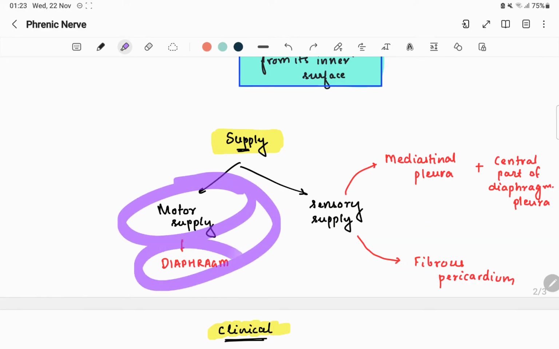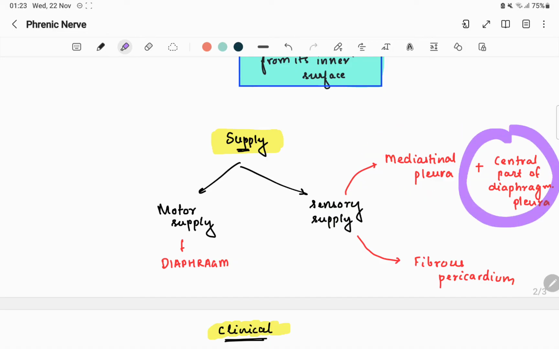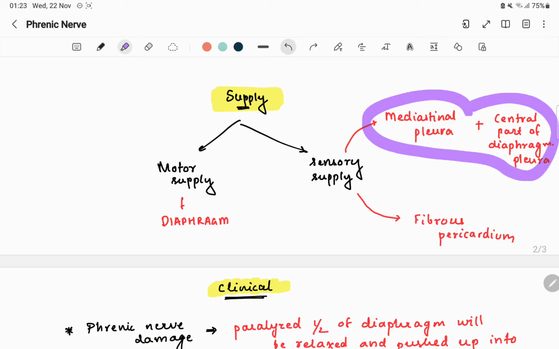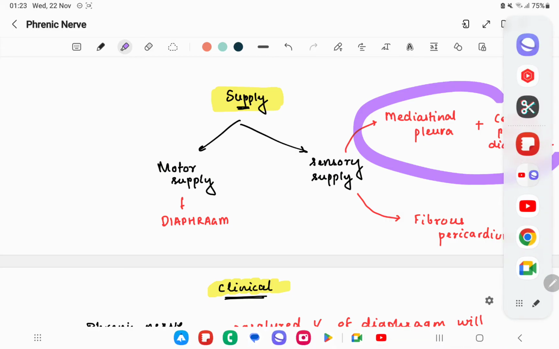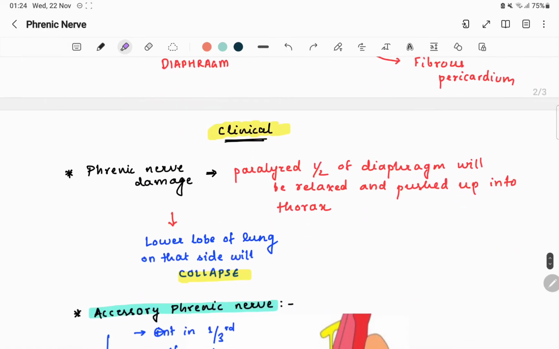It gives a motor supply to the diaphragm, and the sensory supply is given to the mediastinal pleura, the central part of the diaphragm, the diaphragmatic pleura, and your fibrous pericardium. So there are sensory branches to the mediastinal pleura and the central part of the diaphragmatic pleura, which we discussed in the pleura topic, and another branch to your fibrous pericardium.